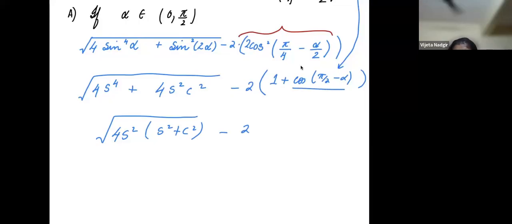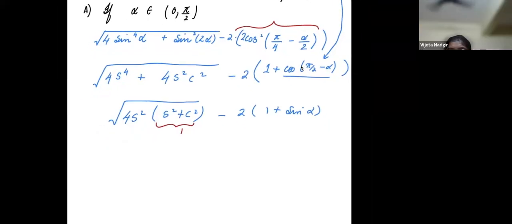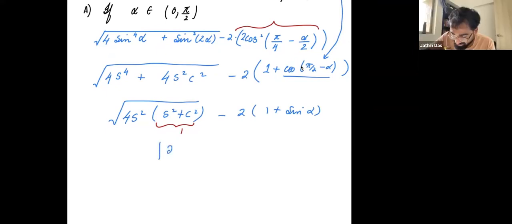So 2 sine. What is cos of pi by 2 minus alpha? Sine alpha. 1 plus sine alpha. This is 1, so we don't need to worry about that. What is root of 4 sine square? Mod. Very good, I was waiting for that. 2 mod of sine alpha minus 2 into 1 plus sine alpha.